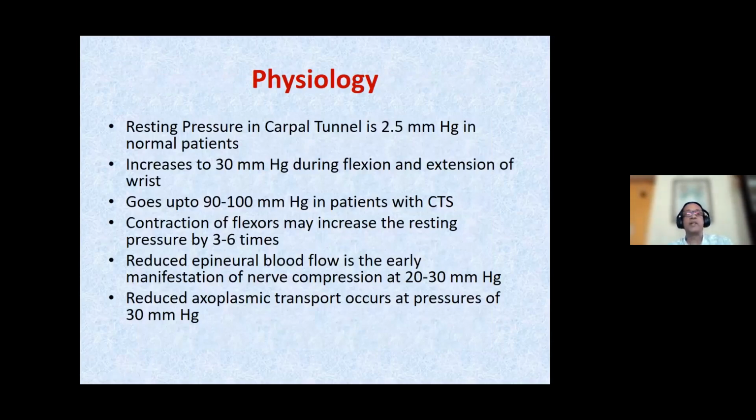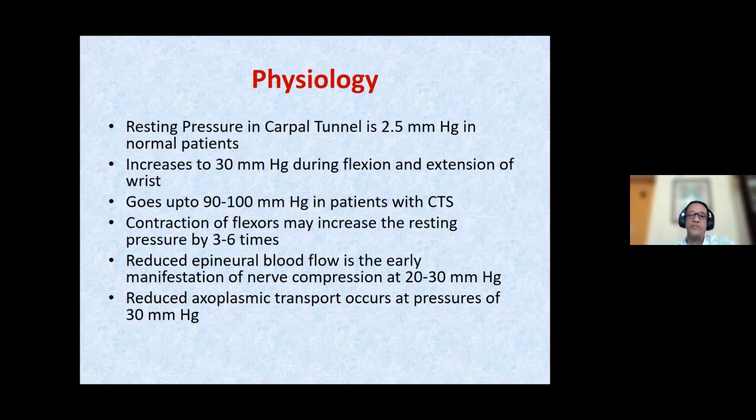Dr. Pazhani briefly mentioned that there is something called a resting pressure within the carpal tunnel, and it's usually around 2.5 millimeters of mercury in normal patients. Any movement of the wrist, especially flexion or extension, can increase this to almost 30 millimeters, and in carpal tunnel patients it goes up to even 90 to 100 millimeters of mercury. That's the basis of performing the Phalen's or the reverse Phalen's test, wherein you give an acute flexion or extension, thereby increase the pressure and mimic the symptoms.